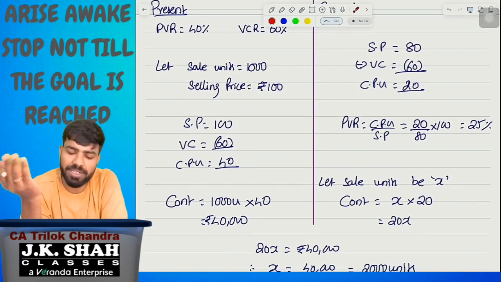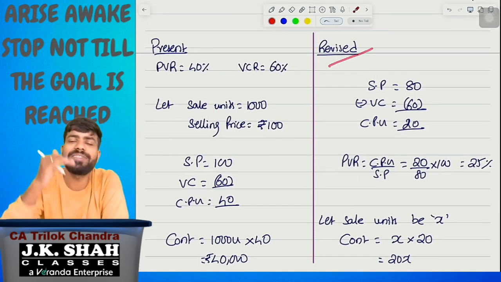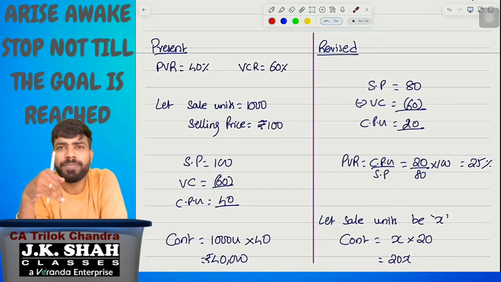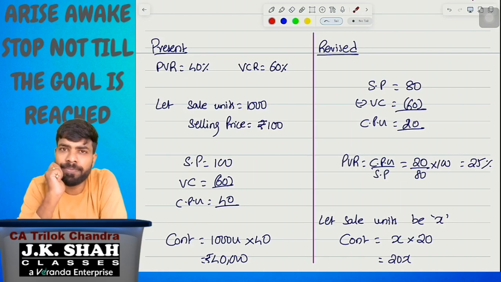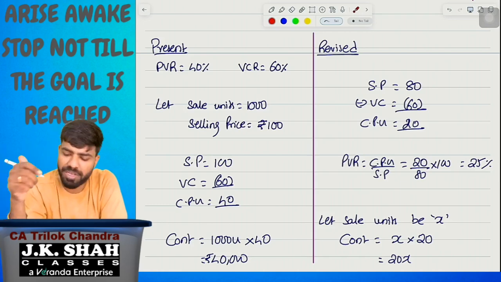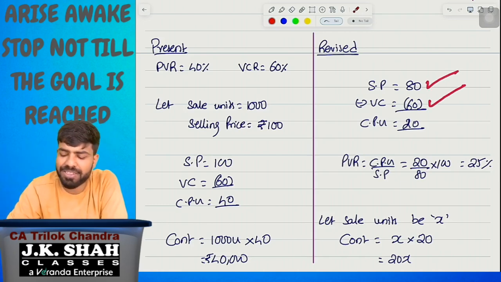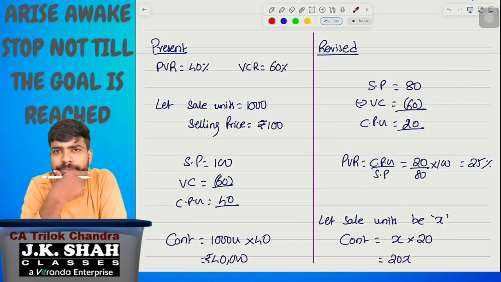When it comes to the revised, what is going to happen? Selling price decreased by 20%. Then 100 will become how much? 80. There is no change in the variable cost. Variable cost is not getting changed, 60. Contribution per unit is 20.